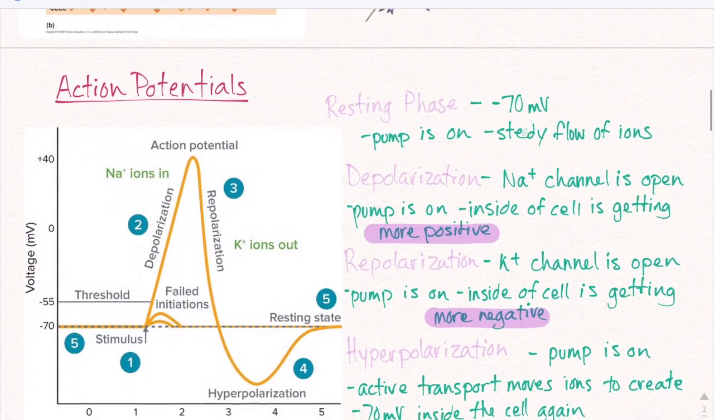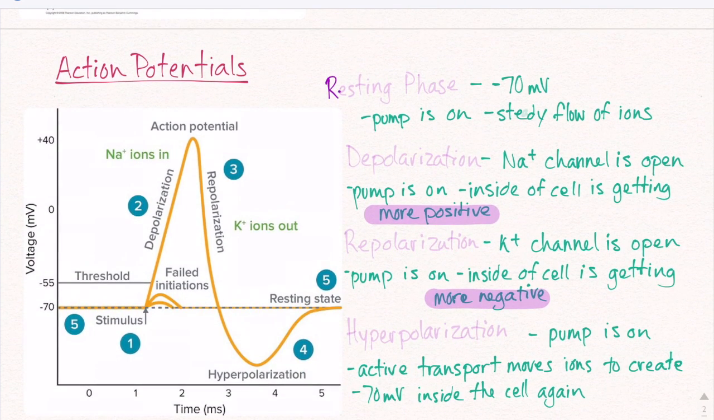An action potential occurs in phases. The first phase is called the resting phase. The resting phase is when the inside of the cell is negative 70 millivolts. The sodium-potassium pump is on, and there is a steady flow of ions in and out of the cell. When the cell reaches its threshold of about negative 55 millivolts, the sodium channels open and there is a rapid influx of sodium into the cell. The inside of the cell is getting more positive. This stage is called depolarization.